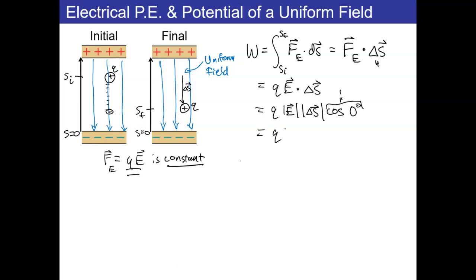And what we'll get then is q, magnitude of E, and then the magnitude of delta s. In this case, s sub i is bigger than s sub f. We know this has to be a positive value, so it's going to be s sub i minus s sub f. And if we distribute this through, we'll get q magnitude of E s sub i, minus q magnitude of E s sub f.